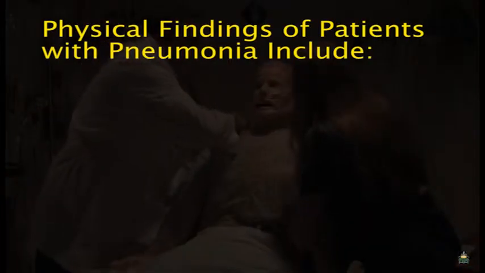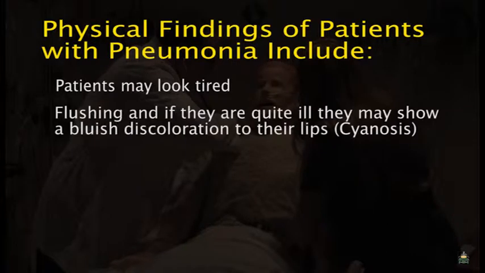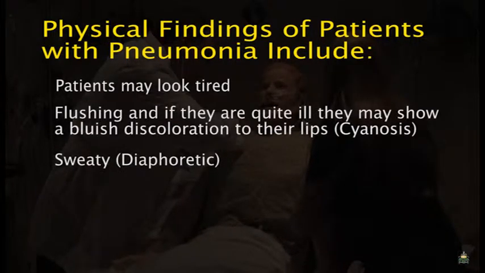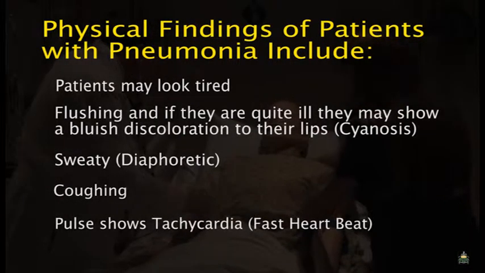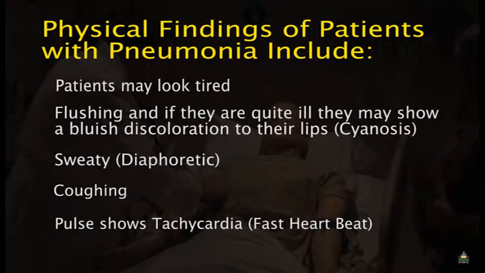Physical findings on patients with pneumonia include they may look very tired, flushing, and if they are quite ill, may have a bluish color to their lips known as cyanosis. They may be diaphoretic or very sweaty. They may be coughing. The pulse shows a tachycardia in the form of fast heartbeat.